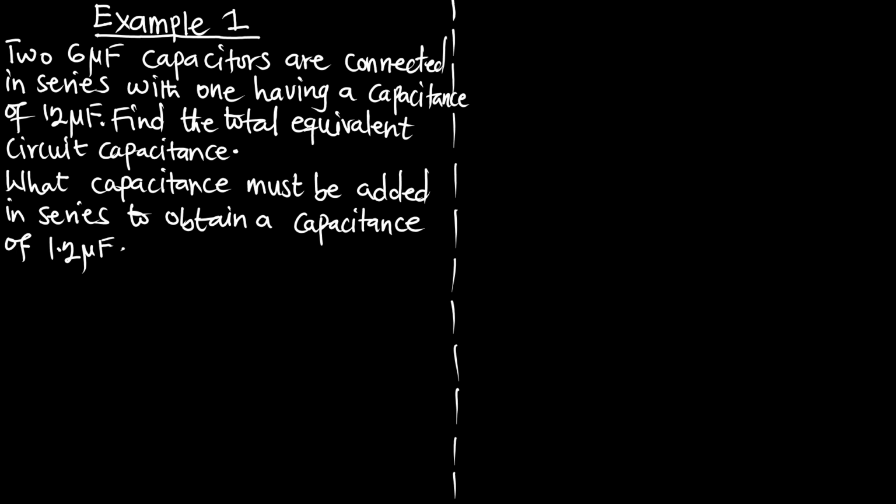Example 1. Two 6 microfarad capacitors are connected in series with one having a capacitance of 12 microfarad. Find the total equivalent circuit capacitance. And the B part says, what capacitance must be added in series to obtain a capacitance of 1.2 microfarad? So let's look at how we will solve this problem.